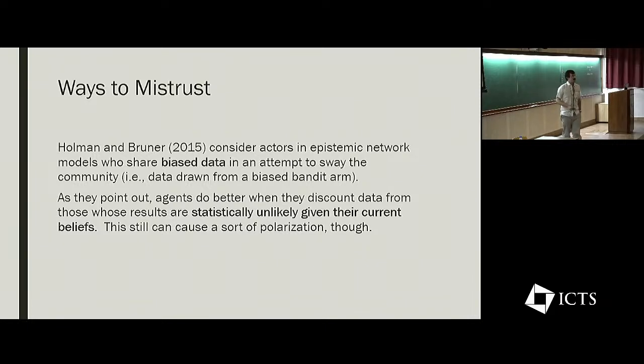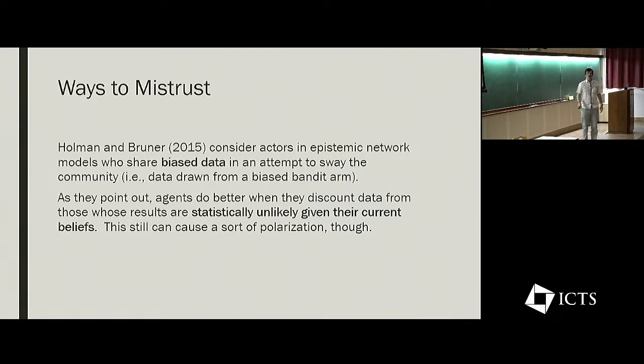They show that in that kind of model, agents ultimately do better epistemically if they basically subject other agents' evidence to more stringent statistical tests. And so when you discount data where the results are highly unlikely, given your current beliefs, the whole population does somewhat better. Now, I think this is a really subtle issue, right? So you still get a kind of polarization where the biased agents end up believing one thing and other agents end up believing a different thing.